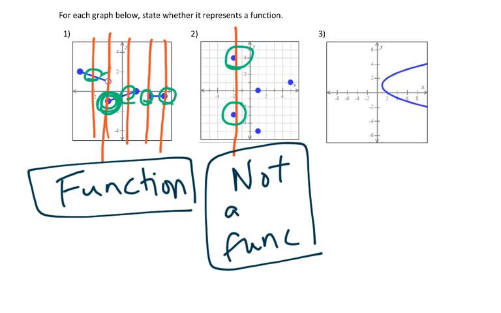And then lastly, we're going to look at this last graph here. I'm going to draw some vertical lines here. But as you can see, everywhere that I draw a vertical line, it touches it more than one spot.